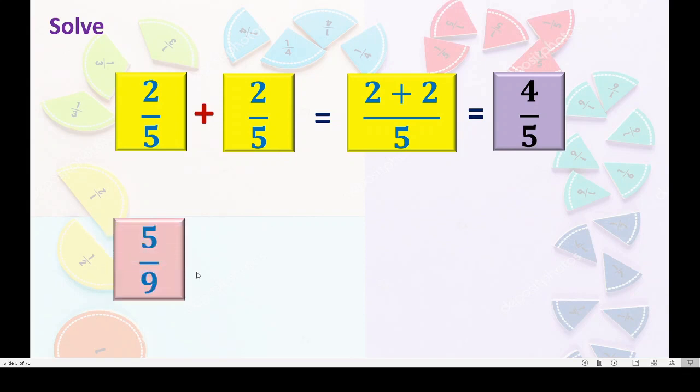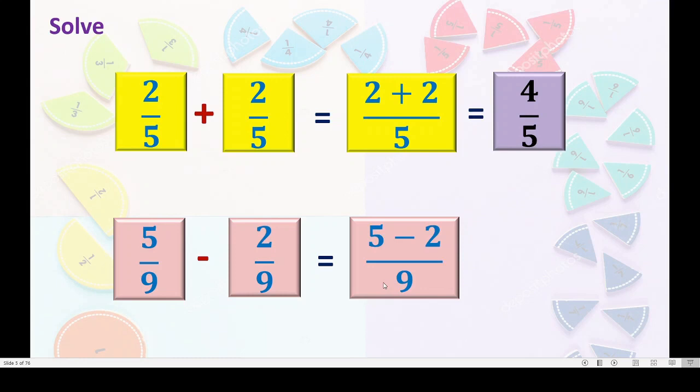Okay. Now take this. 5 upon 9 means out of 9 equal parts, 5 are taken away. 5 parts are taken away. Then minus 2 upon 9. Here we are going to subtract. Here we did addition. Here we are going to subtract. Now 5 upon 9 parts were there. Out of them 2 parts are taken away. How many remain? Now 5 minus 2. Very simple. 5 minus 2 is nothing but 3. So the answer is 3 upon 9.